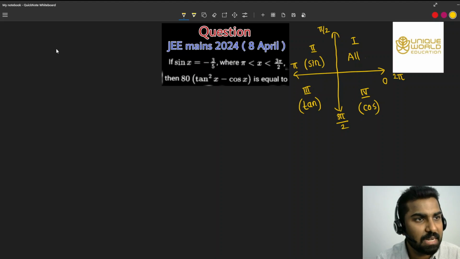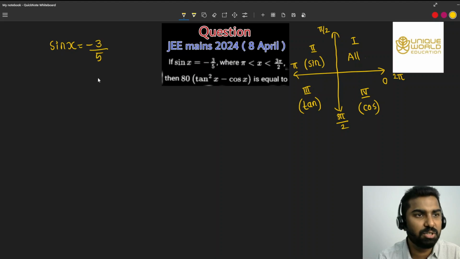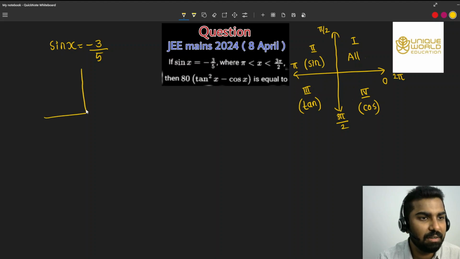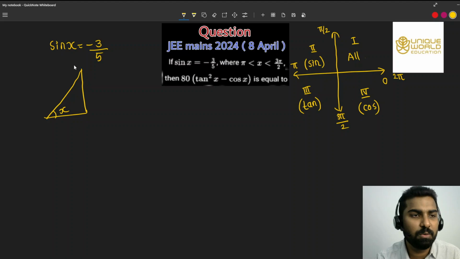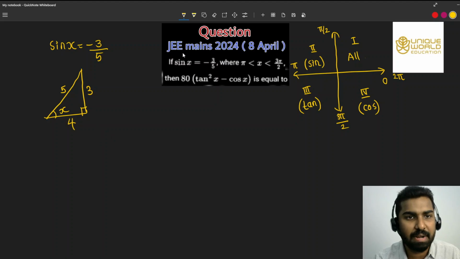So sin x equals minus 3 by 5. Let's draw a right triangle and find the remaining ratios. Basically it's not required, as you know 3, 4 and 5 are Pythagorean triplets. But let me start by drawing a triangle. Let's take this angle x. The sine definition we know: opposite divided by hypotenuse. So this will be 3, this will be 5, then the adjacent side will definitely be 4. Now we want to find the value of tan square x minus cos x. Why am I not taking the sine? I will take it later, after doing all these operations.